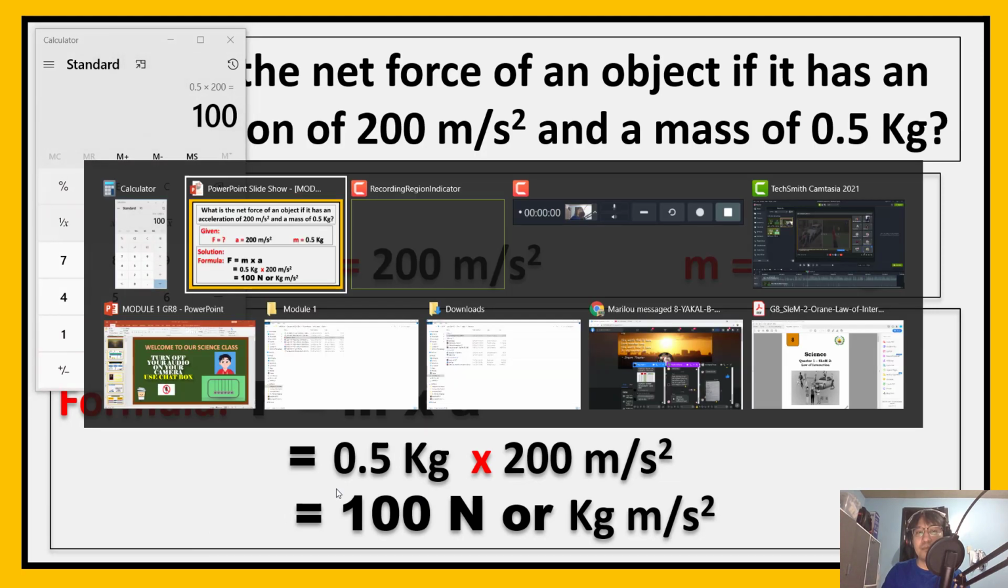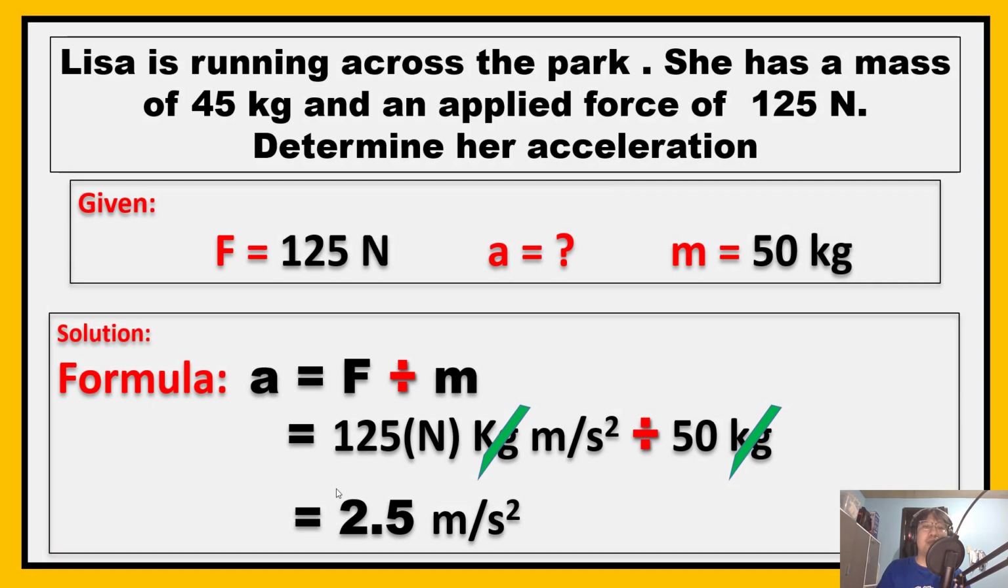Next, Lisa is running across the park and she has a mass of 45 kilogram and an applied force of 125 Newton. Determine her acceleration. Okay, so actually this was written incorrectly, it's a typographical error. Let's just make it 50. So let's change this number to 50. The force is 125 Newton and then the mass is 50 kilogram.